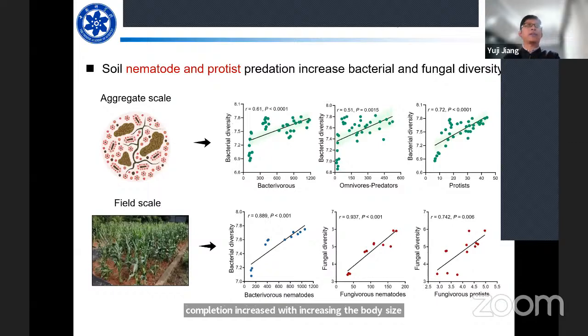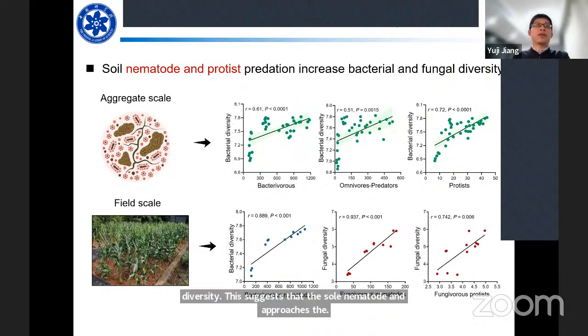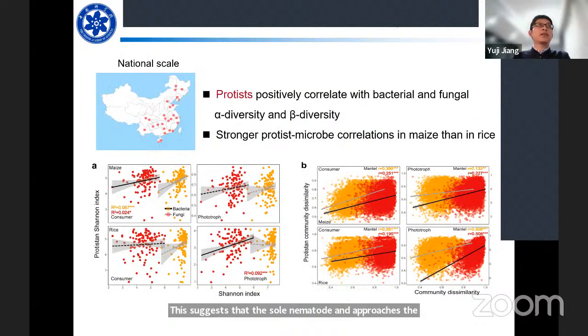At the soil aggregate and the field scales, the number of the nematodes and the protists was positively correlated with microbial diversity. This suggests that the soil nematode and the protist predation may increase the microbial diversity. And the protists also showed positive correlations with the diversity of the bacteria and the fungi communities at the national scale. We noted that this correlation is stronger under the maize ecosystem compared to the rice ecosystem.